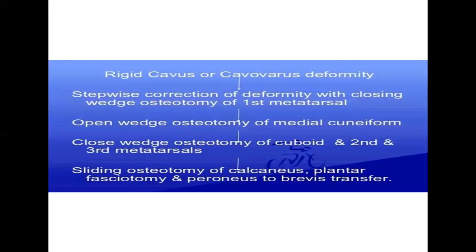Rigid cavus or cavovarus deformity: a stepwise correction of the deformity with closing wedge osteotomy of the first metatarsal, open wedge osteotomy of the medial cuneiform, closed wedge osteotomy of the cuboid and second and third metatarsals, sliding osteotomy of the calcaneus, plantar fasciotomy, and peroneus brevis transfer.